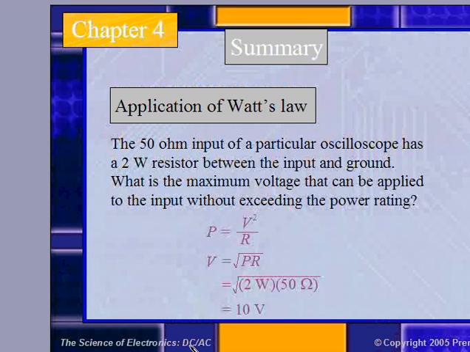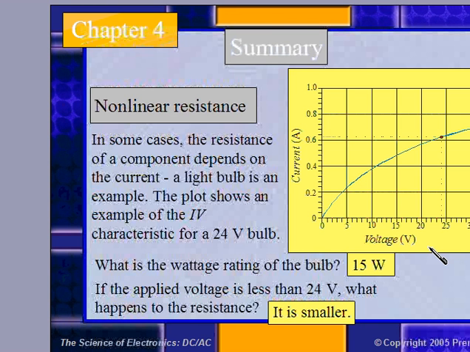The 50 ohm input of a particular oscilloscope has a 2 watt resistor between the input and ground. What is the maximum voltage that can be applied to the input without exceeding the power rating? So here I need to solve for voltage. If I multiply both sides by R, it gives me V squared is P times R. And then I have to take the square root of both sides. So I end up with V is equal to the square root of P times R. So I take 2 watts times 50. That's 100. The square root of 100 is 10, so 10 volts.